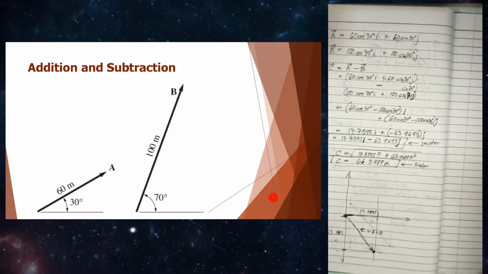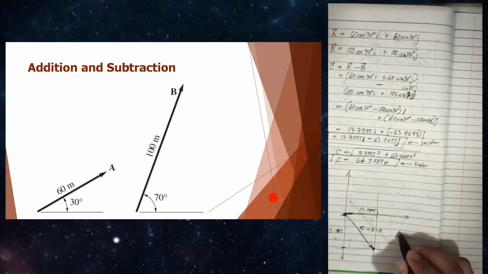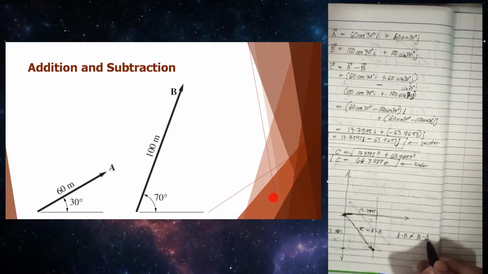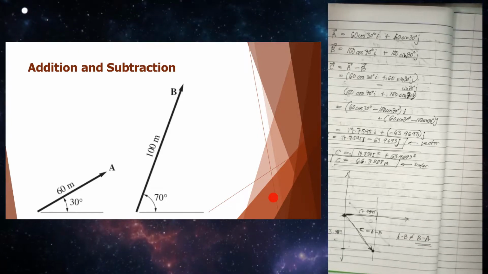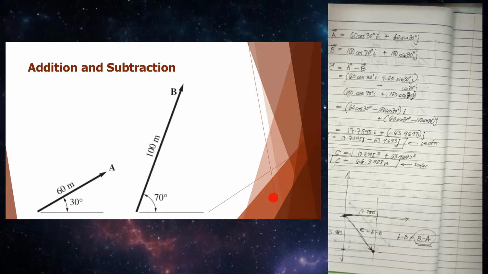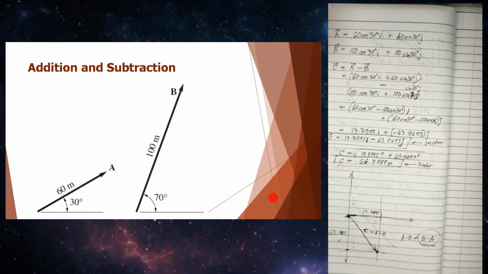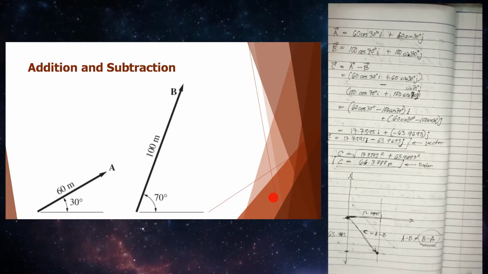Now, iba ang magiging sagot pag pinagbaliktad natin. A minus B is not equal to B minus A. So hindi na natin to gagawin. Siguro try nyo sagutan kung anong magiging sagot niya. Okay? So simply ganun lang, yun yung mga approach natin for addition and subtraction.